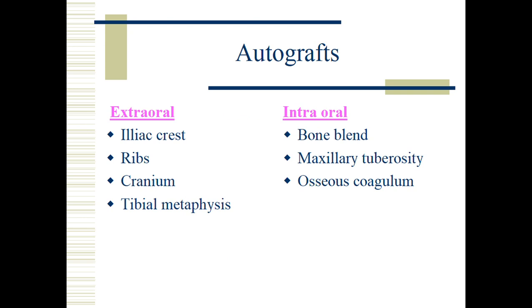Autografts can be obtained from intraoral or extraoral sources. From intraoral: bone blend, maxillary tuberosity, osseous coagulum. From extraoral: iliac crest, rib, cranium and tibial metaphysis.